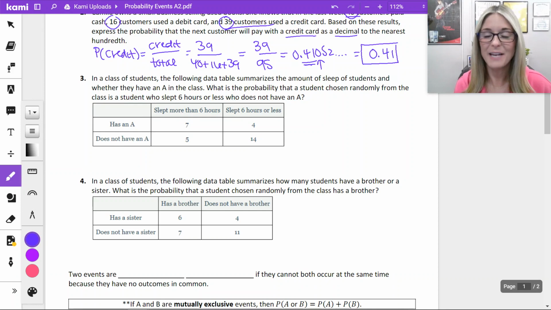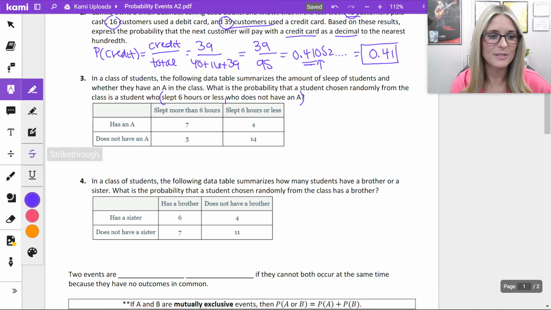In number 3, we have a table of information to help us answer this probability question. Let's look into it. In a class of students, the following data table summarizes the amount of sleep of students and whether they have an A in the class. What is the probability that a student chosen randomly from the class is a student who slept 6 hours or less and who does not have an A? So in our table here, let me use the highlighter. Of those that have an A, there were 7 students who slept more than 6 hours, 4 students who slept 6 or less hours.